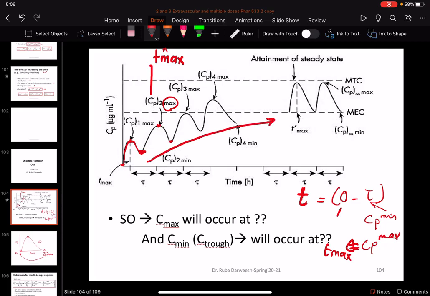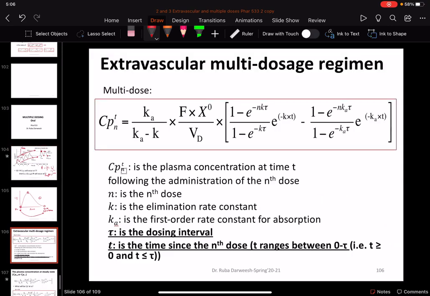We have time to reach the steady state, as the maximum concentration increases with taking more doses, and the minimum concentration also increases with subsequent doses, until we reach the steady state, in which we have the same minimum concentration and the same maximum concentration, okay?